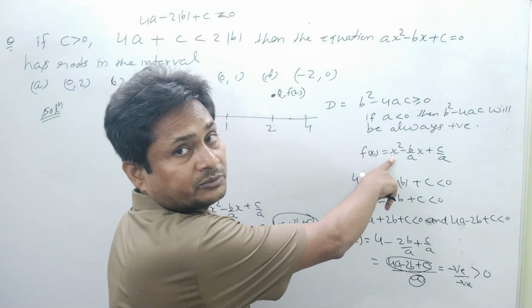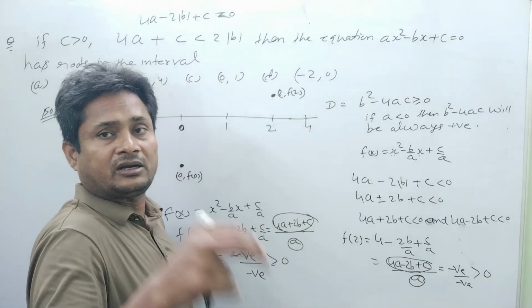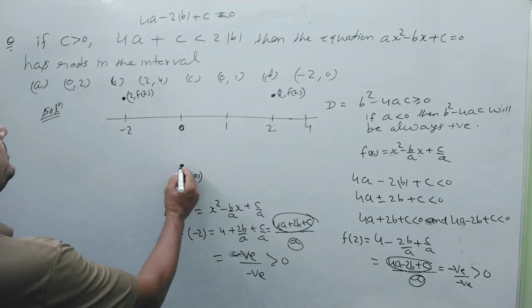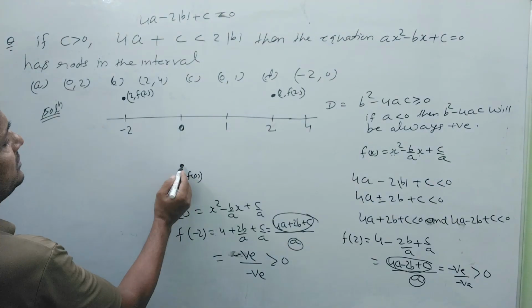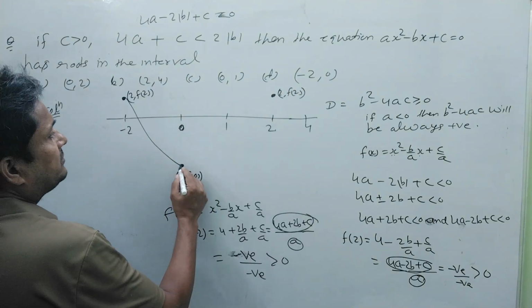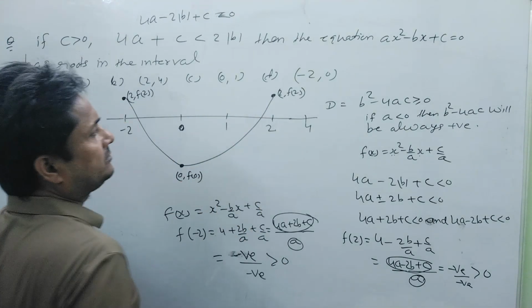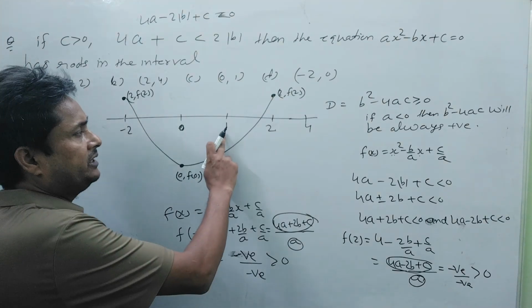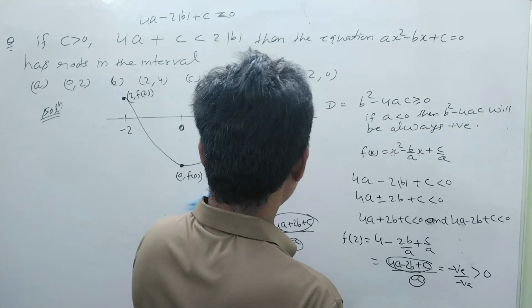Now the coefficient of x square is positive, that means the graph will always be an upward parabola. So here it is negative and this is positive, that means the graph will go like this one and the graph will go like this one, this type of thing.